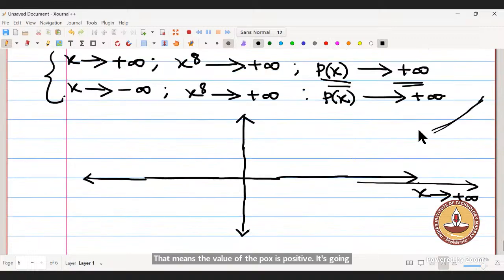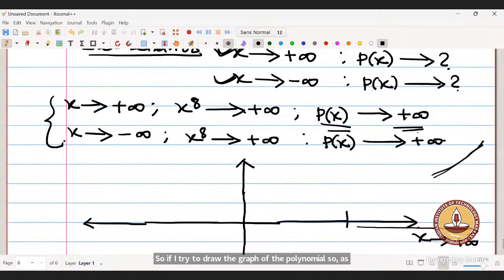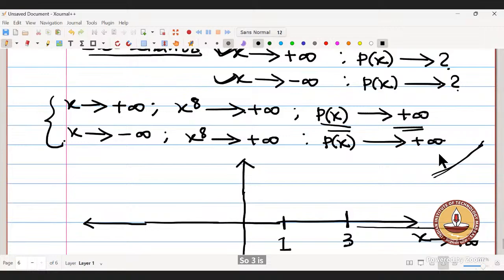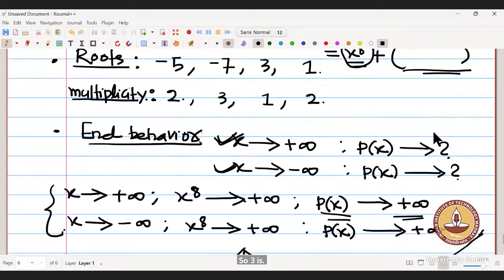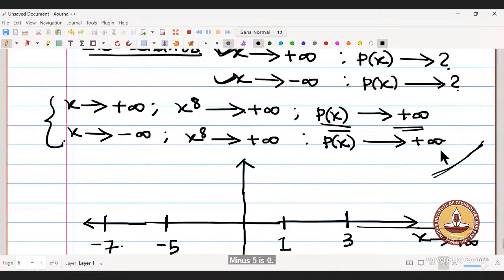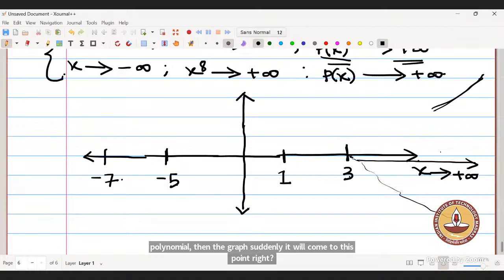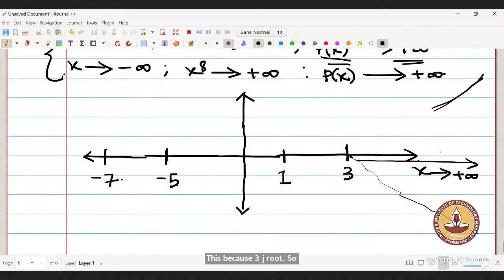So if I try to draw the graph of the polynomial, as you can see, I have only 4 roots. 3 is a root, 1 is a root, -5 is a root, and -7 is a root. Of course, the graph will certainly come to this point, because 3 is a root. Now when you start drawing, you have 2 cases. Either this polynomial can come from below, or it can come from above.